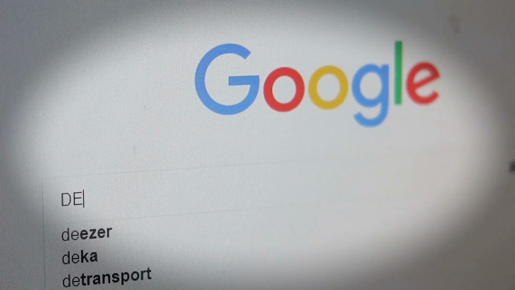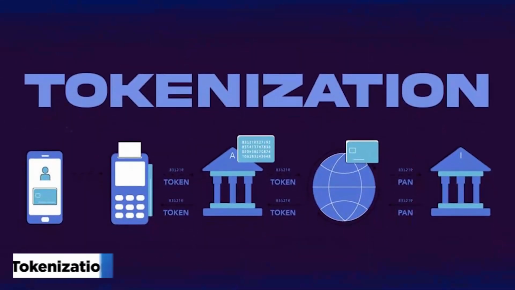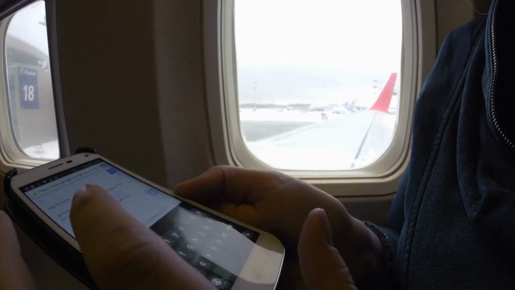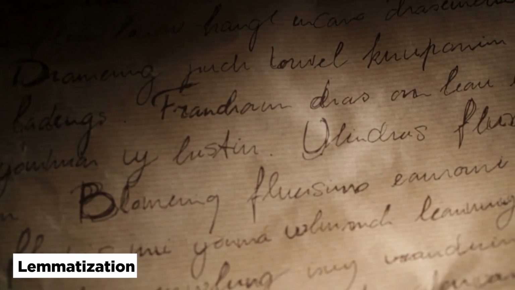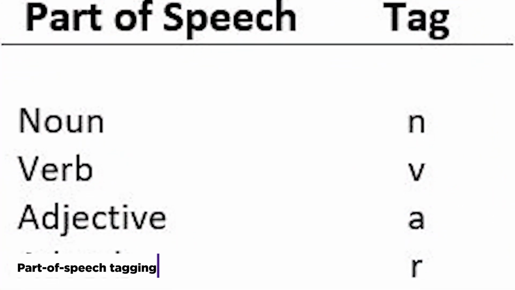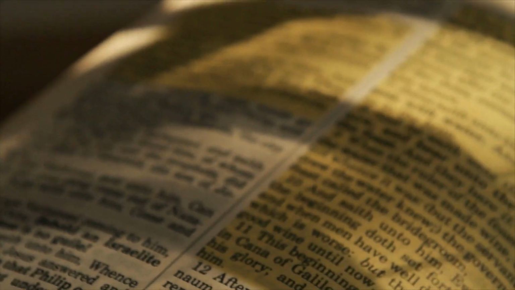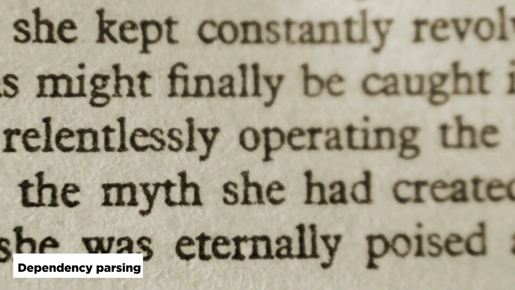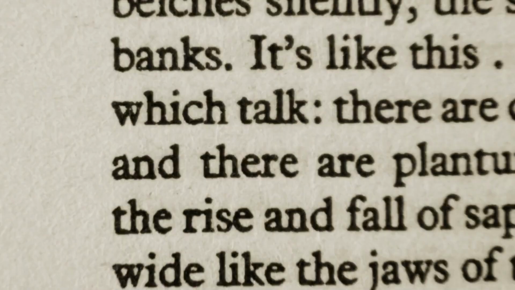Google's NLP system uses a variety of techniques to understand the text, including tokenization. The NLP system breaks the text into individual tokens, such as words and punctuation marks. Lemmatization. The NLP system identifies the base form of each word. Part-of-speech tagging. The NLP system identifies the part of speech of each word, such as noun, verb, or adjective. Dependency parsing. The NLP system identifies the syntactic relationships between the words in the sentence.